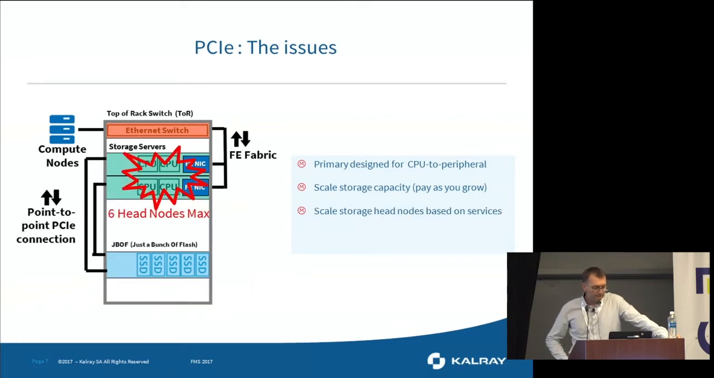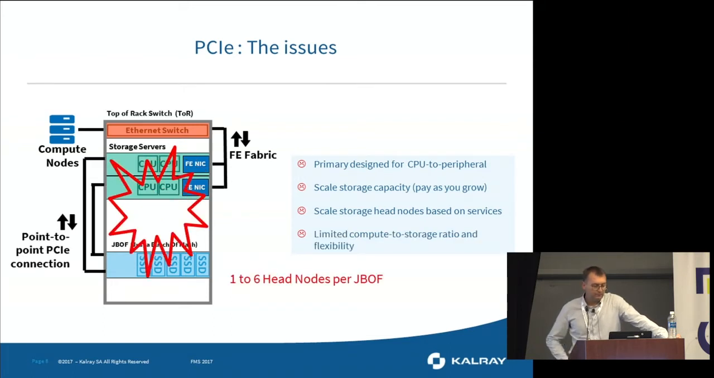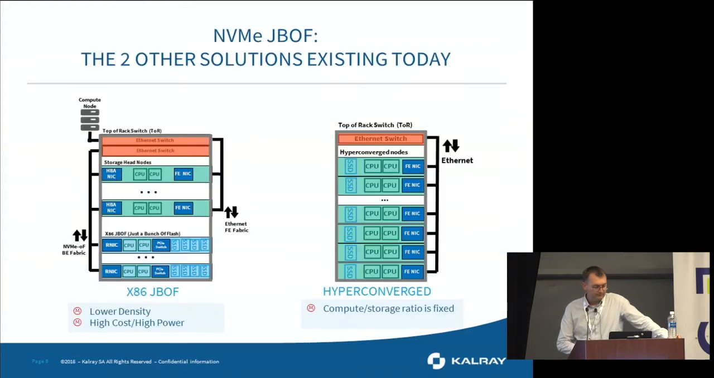On the storage head nodes, as I said previously, you are limited by the number of head nodes that you can add. Typically, this JBOF can have only six cables of connectivity, meaning that you can just connect 6 head nodes to this JBOF. At the end, combining all these constraints, you are very limited in terms of compute to storage ratio and flexibility when you are designing or architecting a storage system. And this is an issue with the PCI Express. To work around, let's say, these issues, there are other architectures commonly used.